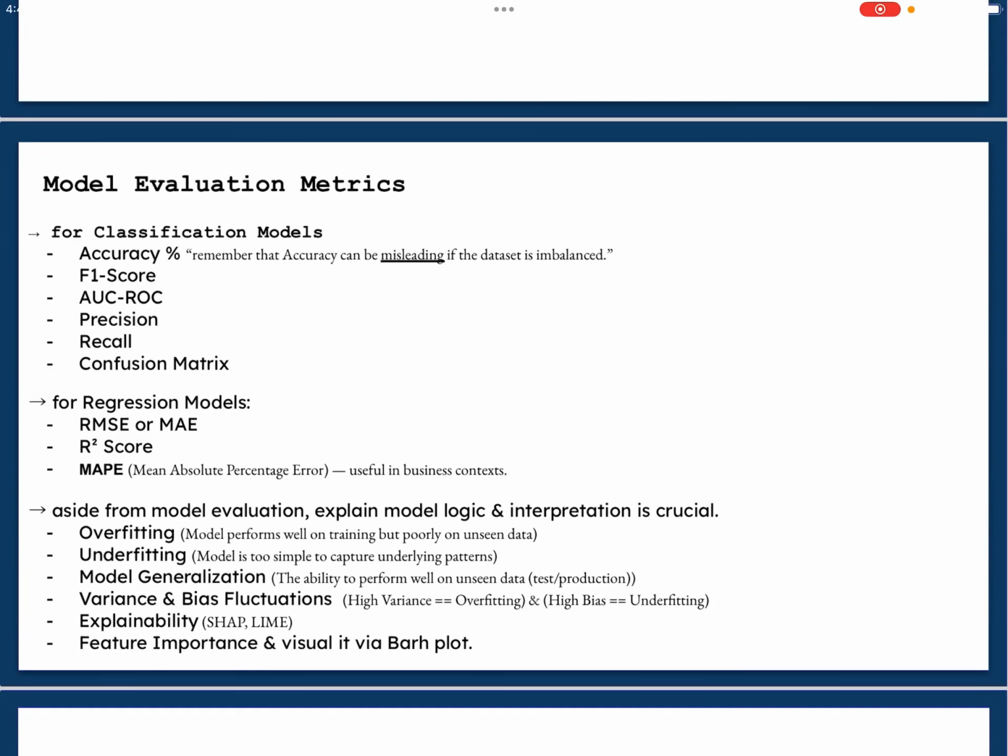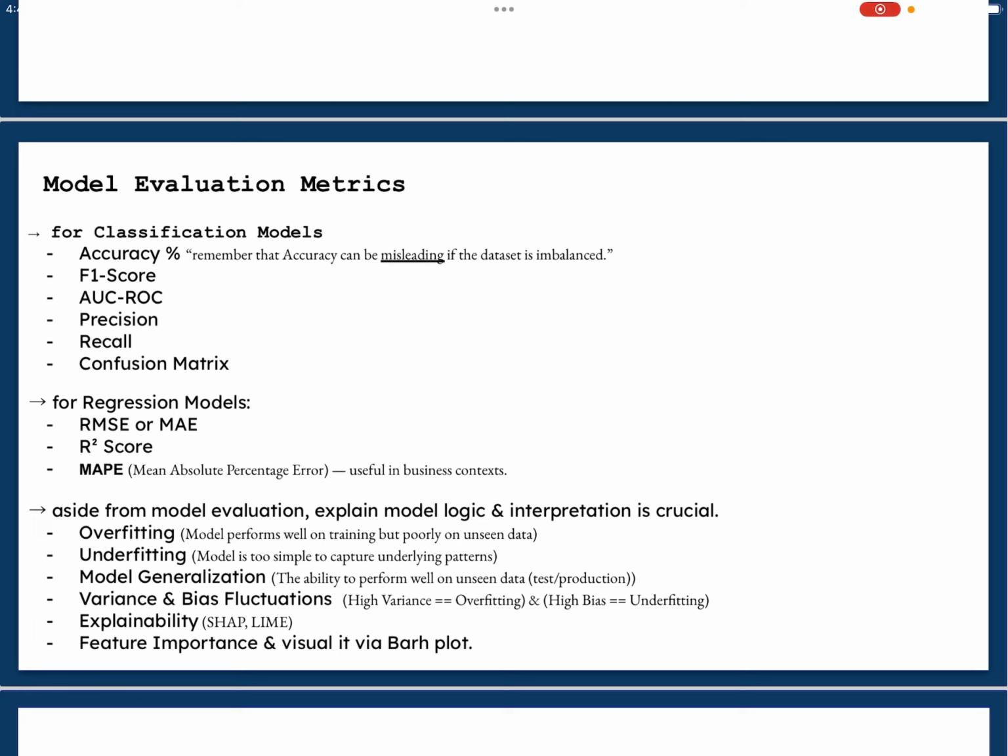And another final component in the machine learning pipeline is the model evaluation metrics. For classification tasks, the evaluation can be accuracy, F1 score, AUC ROC score, precision, recall, confusion matrix. But remember that accuracy can be misleading if the dataset is imbalanced, so we can't rely on accuracy alone. Then for regression models, we have RMSE or MAE. We have also R2 score or MAPE, mean absolute percentage error, useful in business contexts.